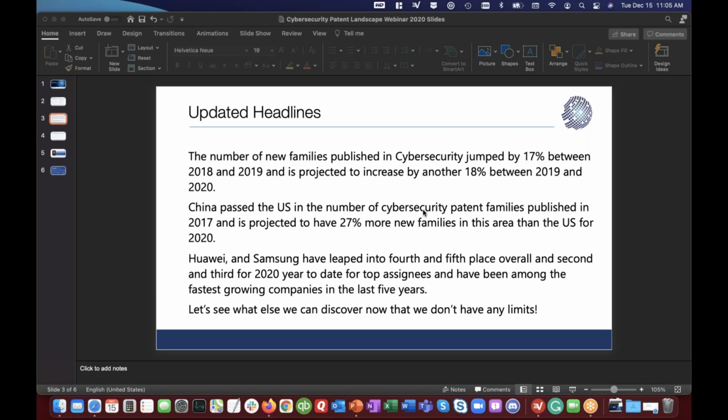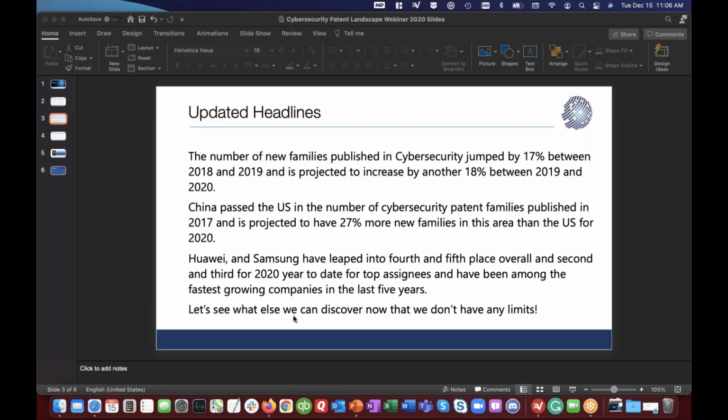China has now passed the U.S. in published families; they first passed them in 2017. They're projected to have 27% more families in this area than the U.S. for 2020. Huawei and Samsung have now leaped into 4th and 5th place overall, and 2nd and 3rd for 2020. So they're absolutely the top fastest growing companies in the last 5 years. Samsung, of course, is Korean, but it talks about the importance of this to the Asian region.